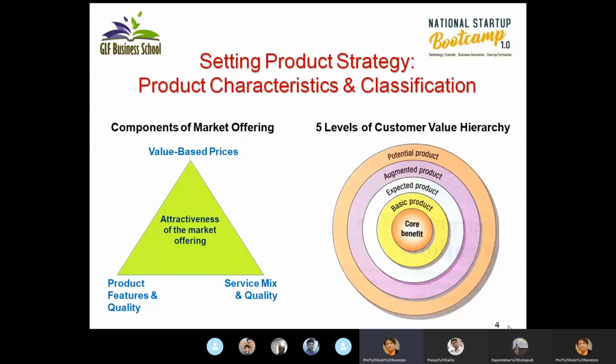At the fifth level, it stands the potential product, which encompasses all the possible augmentations and transformations this product range or the offering might undergo in the future. Here is where your company should search for new ways to satisfy customers and distinguish their offering.